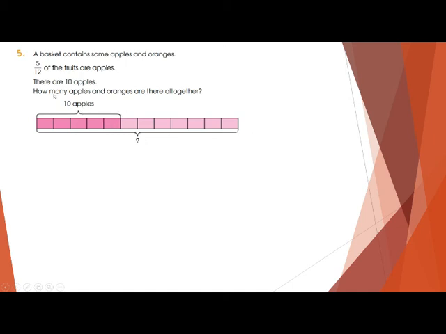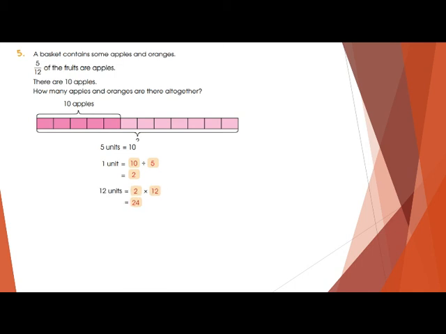They are saying that 5 are apples, so they are shading them. There are 10 apples. And how many oranges are there altogether? In this one they are already giving you the 5 shaded areas as apples. And in the next one they are saying that we have 10 apples in total. So they are asking for the total amount of apples and oranges. You have to identify. So 5 units is equal to 10, so 1 unit is equal to 2. You can write 10 divided by 5, you get 2.